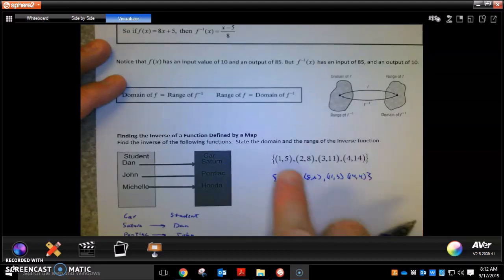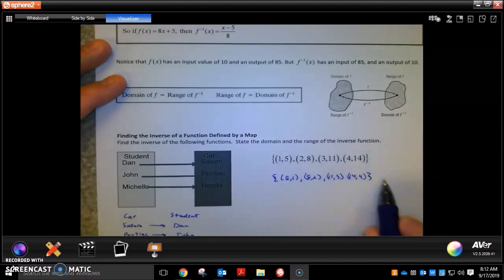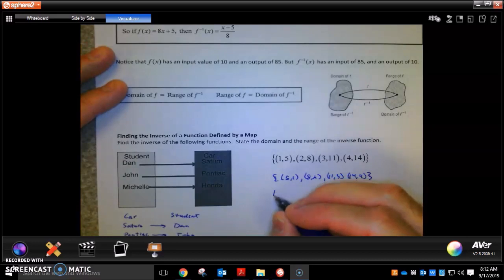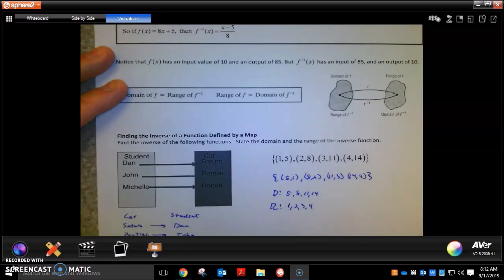So the domain of the original is the range of the inverse, and the range, 5, 8, 11, and 14, have now become the domain of the inverse function. So this is the inverse, the domain, 5, 8, 11, 14, and the range would be the 1, 2, 3, and 4. State the domain and range of the inverse. So there's the domain and there's the range of the inverse.